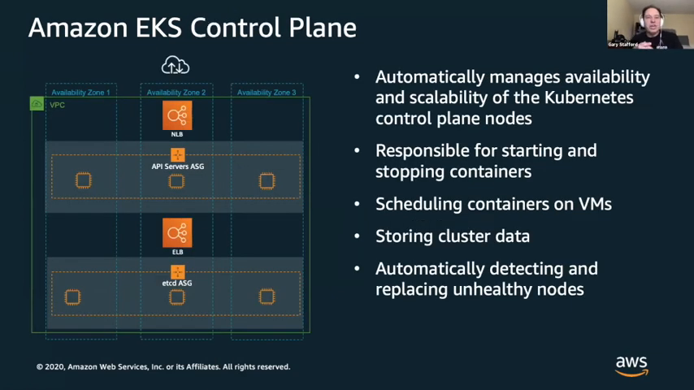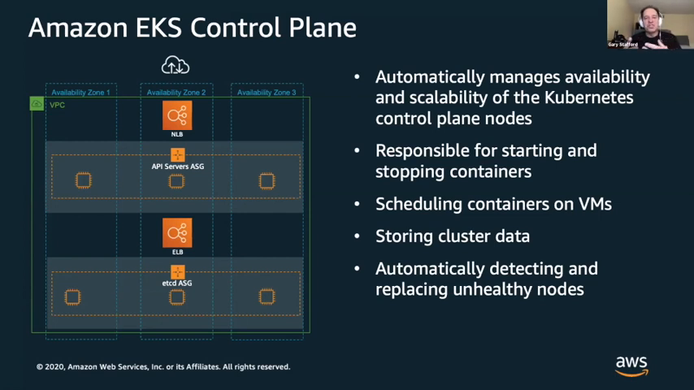The Amazon EKS control plane has a number of responsibilities. Some of those major responsibilities include automatically managing the availability and scalability of the Kubernetes control plane. It's responsible for stopping and starting the containers that are deployed to the cluster.